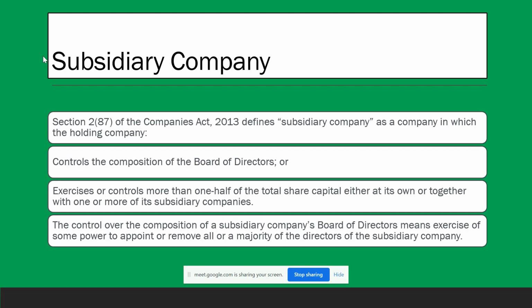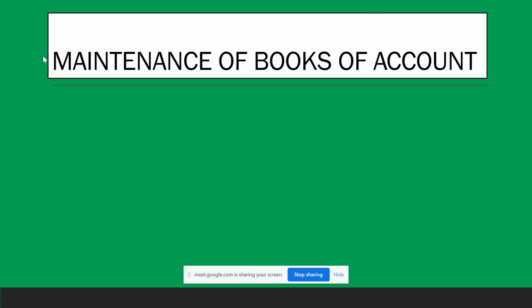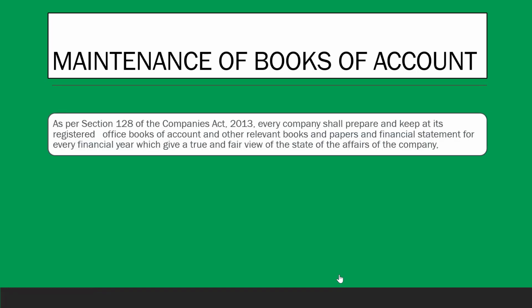So now we come to the maintenance of books of accounts. These companies are supposed to maintain proper books of accounts. So what is given under the Companies Act? As per section 128 of the Act, every company should prepare and keep at its registered office books of accounts and other relevant books and papers and financial statement for every financial year, which give a true and fair review of the state of the affairs of the company.